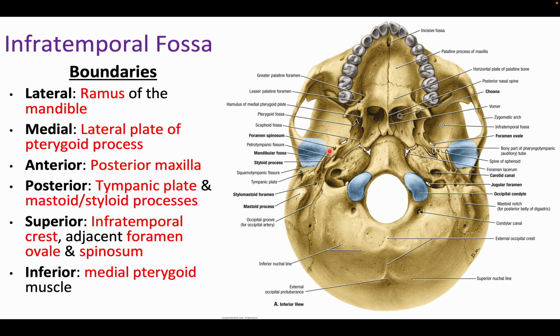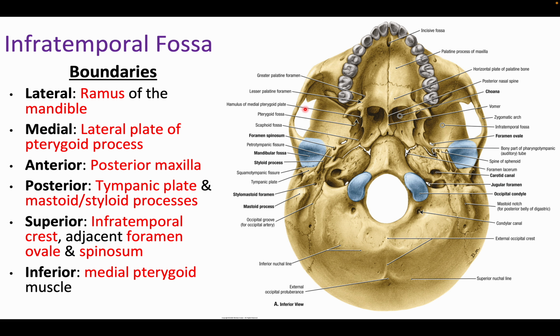Posteriorly, back here, we're going to have our tympanic plate and the mastoid and styloid processes. So that's going to be kind of down in this region. Superiorly, so going into the screen, we're going to have our infratemporal crest, the adjacent foramen ovale and spinosum, which would be kind of around here. Inferiorly, so coming out of the screen, is not pictured here.